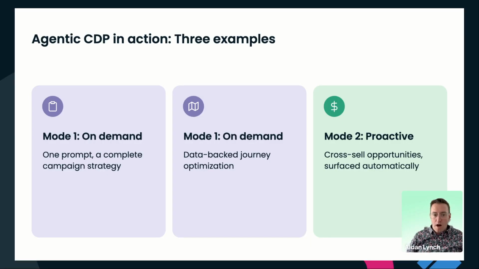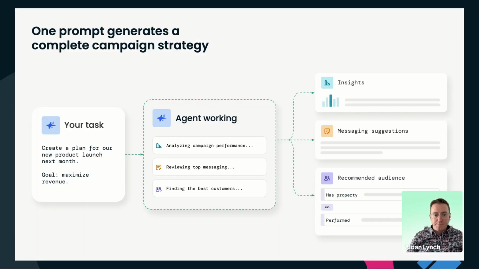So the first two are interactive on-demand examples, and then the third speaks to more proactive insights that Hightouch suggests for you. So imagine you're planning a product launch, and instead of manually analyzing dozens of questions to build your strategy, you simply tell the agent your objective. The agent then investigates the business on your behalf, looks at historical campaign performance, identifies the audiences most likely to respond, reviews what's worked in the past, and then pulls together a complete campaign strategy.